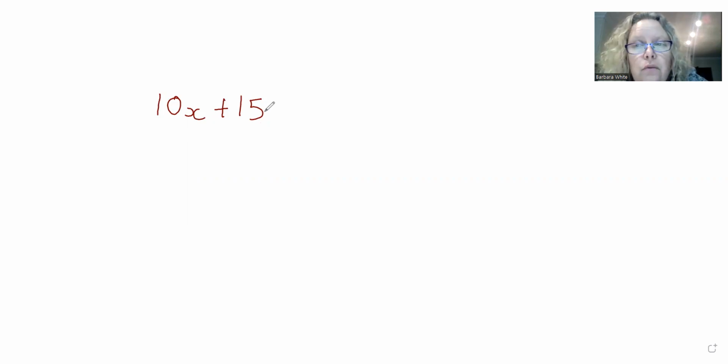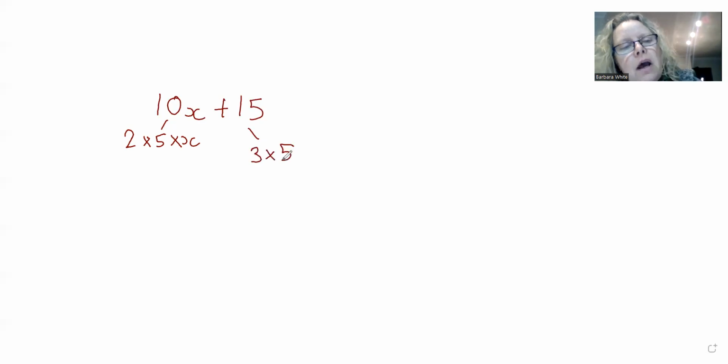So what you could do as an in-between step is factorise them. 10x is 2 times 5 times x. That's 10, and 15 is 3 times 5. And I can see right here a common factor. So I'm going to put 5, which is the common factor, outside of the brackets.